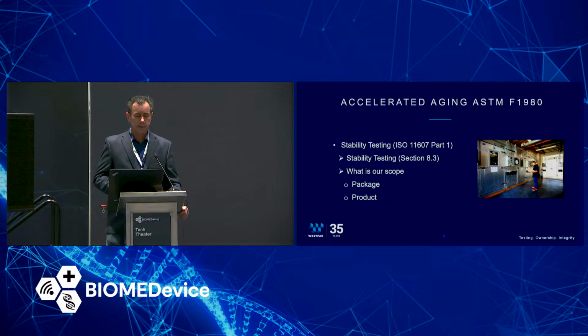So back to stability testing. What is our scope? And this is a key that I look at when I'm developing an accelerated aging study. Am I looking at the package or am I looking at the product? I need to define this in order to actually demonstrate what I'm trying to, my acceptance criteria, and we'll see that in the next few slides, what I mean by that.